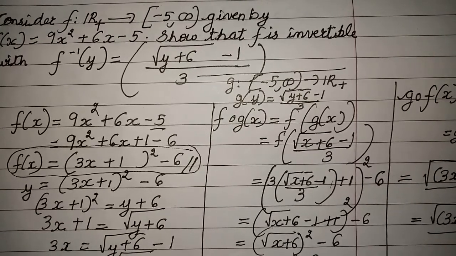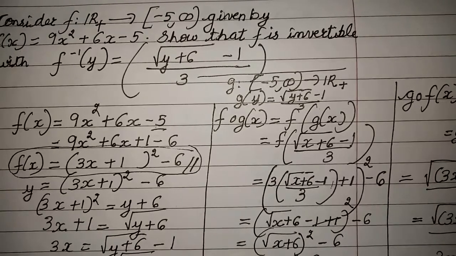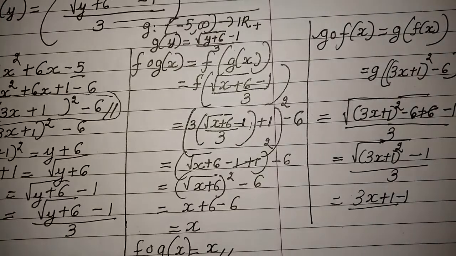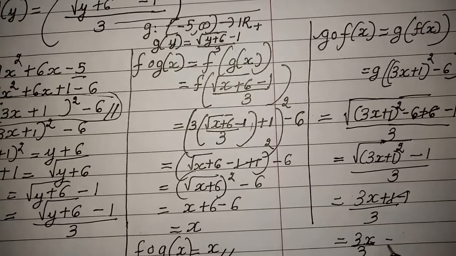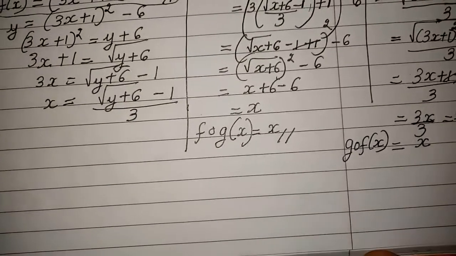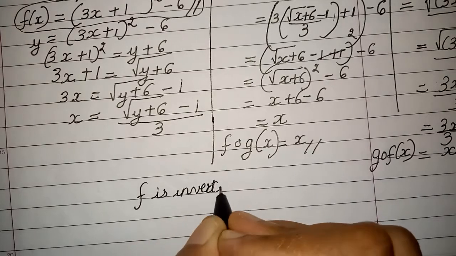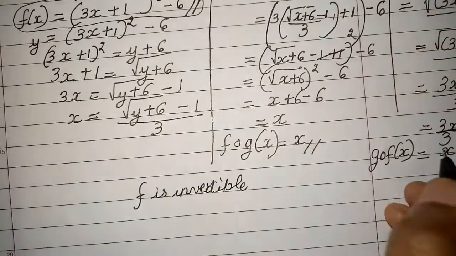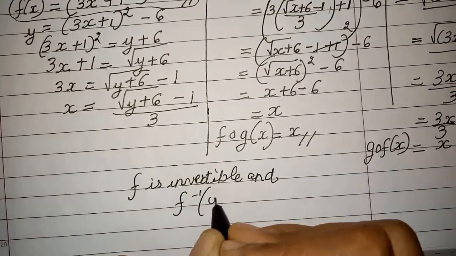Square root and 2 will get cancelled. So I have 3x plus 1 minus 1 upon 3. So my answer is going to be 3x upon 3. So it is again x. So I am able to get g composite f of x is x. So that means children, our f is invertible, right? f is invertible because both compositions are the identity function.